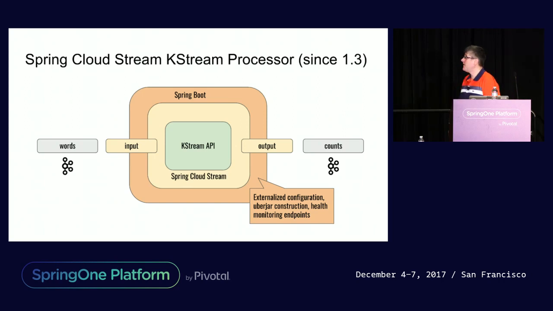Spring Boot, in this case, is basically handling all the rest of this stuff. Externalized configuration, translating environment variables into properties that are actually understood by the Spring Cloud Stream KStream binder, providing health monitoring endpoints, and so on. So you basically have this very encapsulated application, where each of these layers does its job. And as I said, the only focus for you is writing your application against the KStream API.